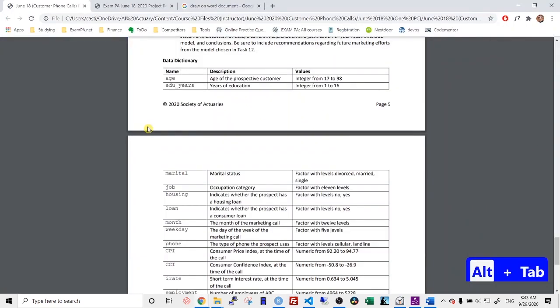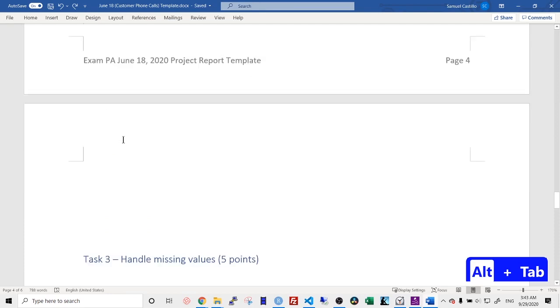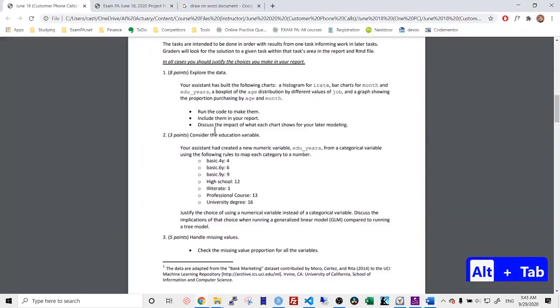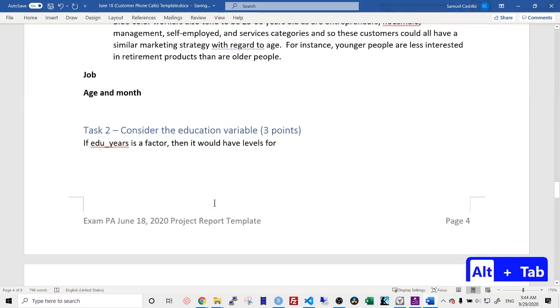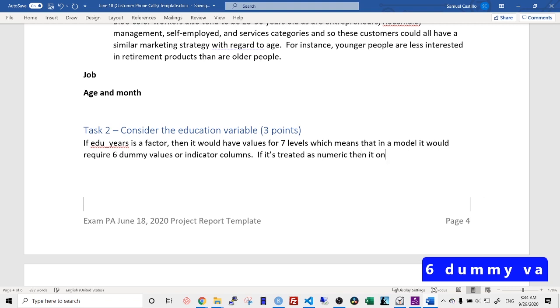But the question is asking you to just consider it as a numeric versus a factor type. Consider what happens if it is a factor: it would have levels for each of these values, so 1, 2, 3, 4, 5, 6, 7. It would have 7 levels, but one of them would be a base level, which means that in a model, it would require 6 dummy values or indicator columns. If it's treated as numeric, then it only requires 1.